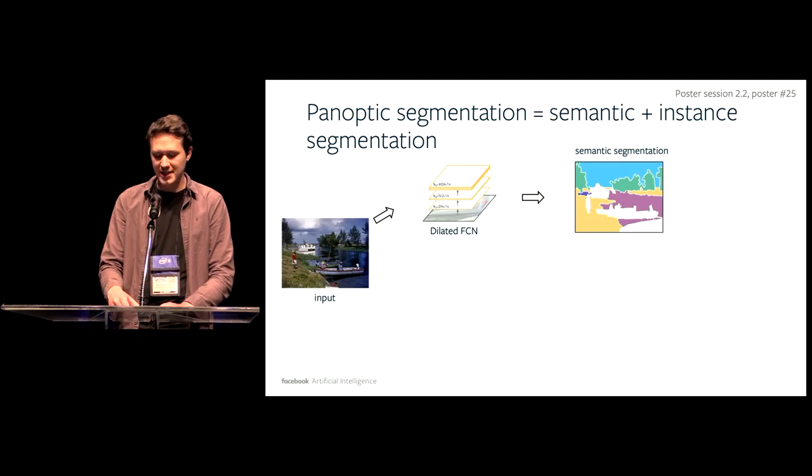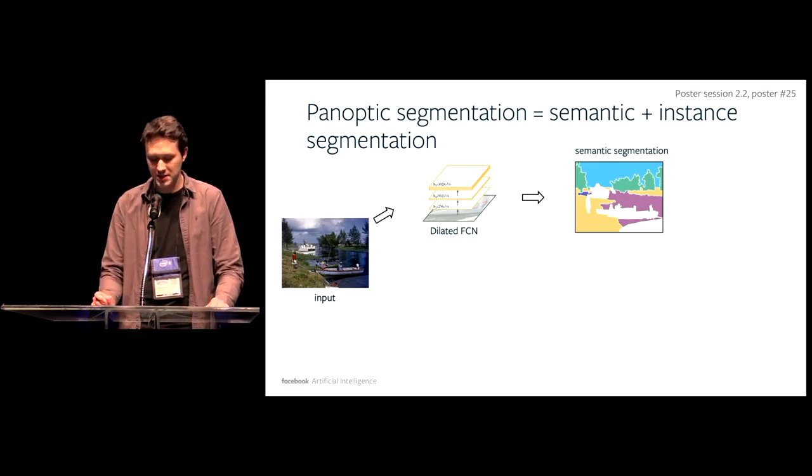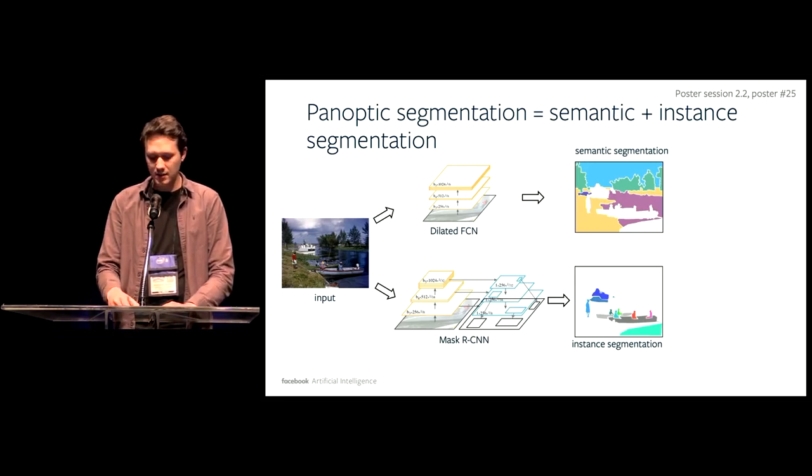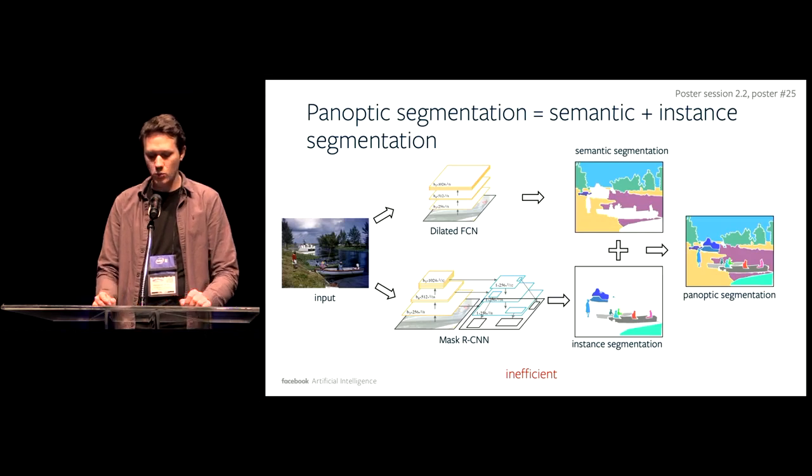Given how well-studied semantic and instance segmentation tasks are, the most straightforward way to produce panoptic segmentation is to combine two independent networks. First, use the best-known architecture to predict semantic segmentation. Then, use another architecture that is proven to be good for instance segmentation. Finally, to obtain panoptic segmentation, we can combine the outputs of the networks together.